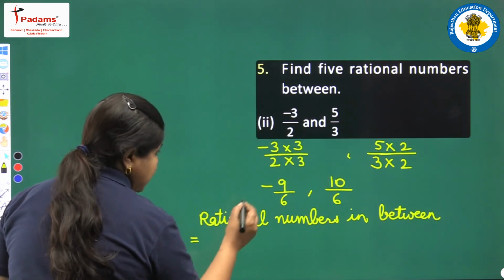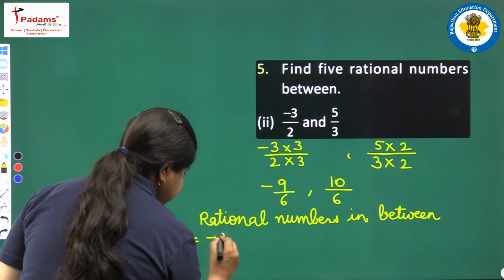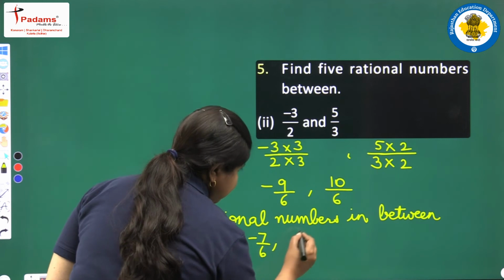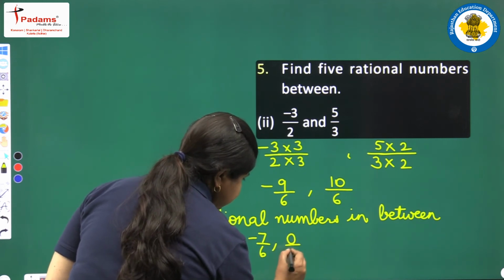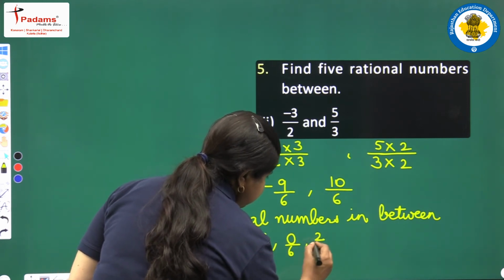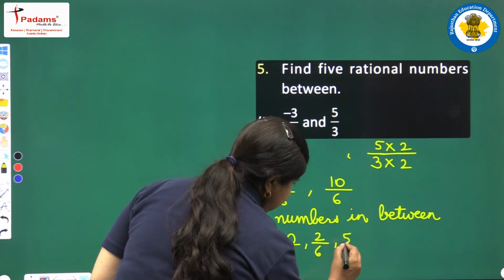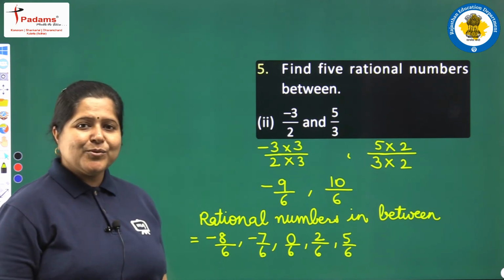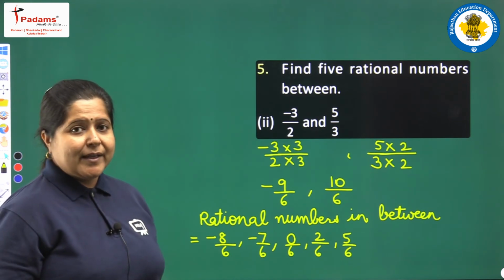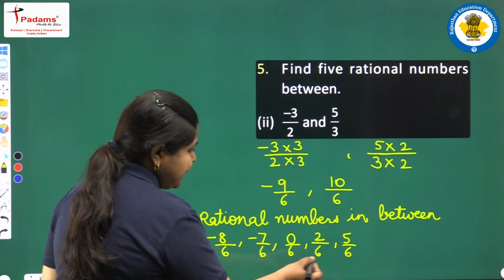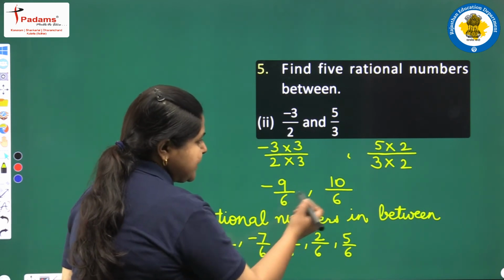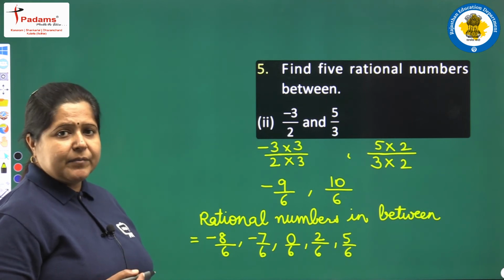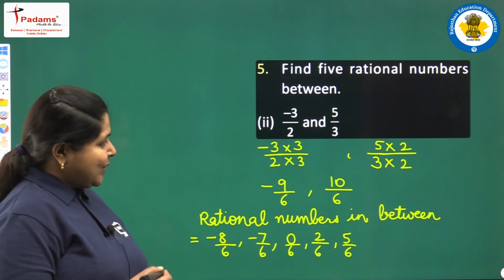We will start with minus 8 upon 6, minus 7 upon 6, and in the middle you can take 0 upon 6. Also, you can take 2 by 6, and 5 by 6. These are the 5 I have written; you can choose another set of numbers also. Here we easily got 5 rational numbers between minus 9 by 6 and 10 by 6. Therefore, we did not multiply it by any other number. Is it clear to you?